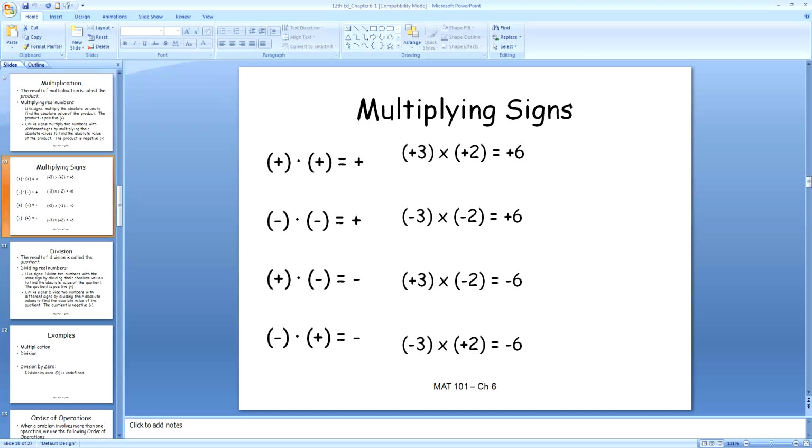So for instance, on this screen here, we multiply signs. We have positive times positive is positive, negative times negative is positive, and anytime there is a single negative in there, it's always going to be negative. So 3 times 2 is 6, negative 3 times negative 2 is also 6, but 3 times negative 2 is negative 6, and negative 3 times 2 is also negative 6.